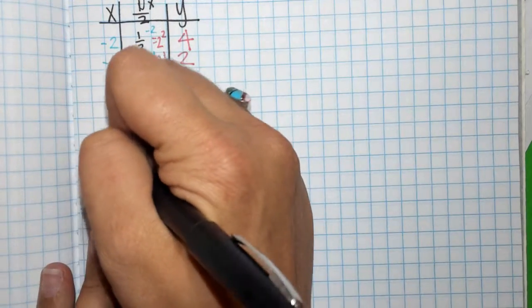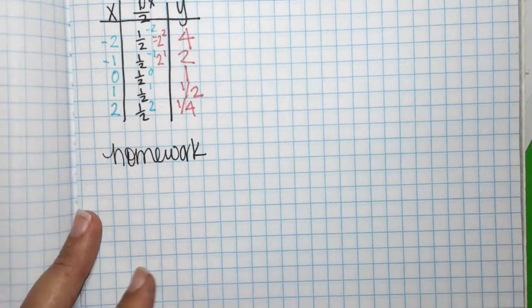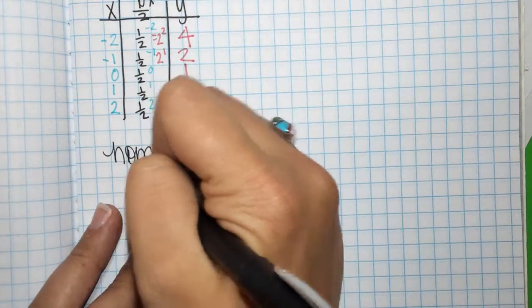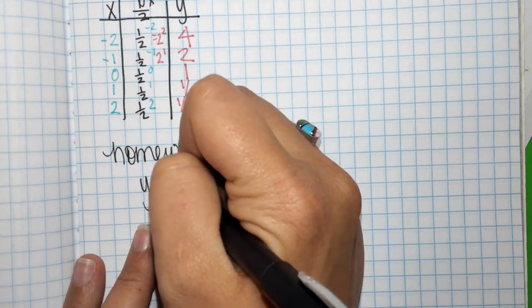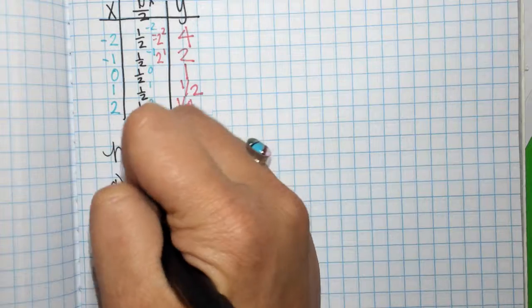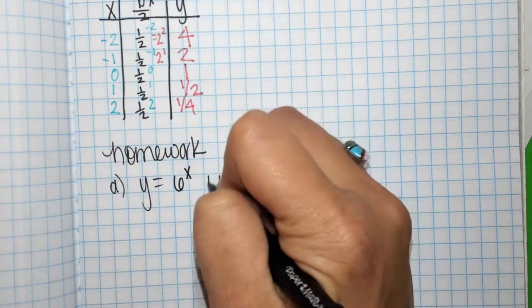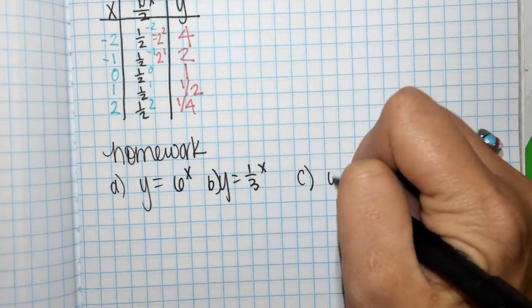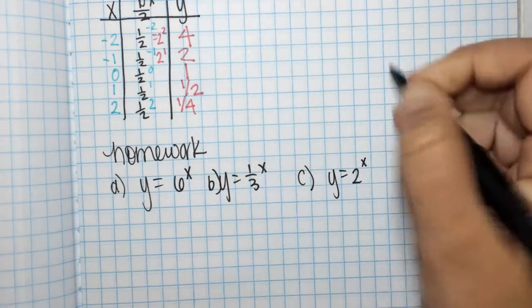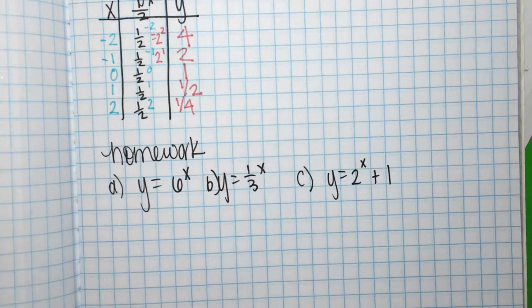Now, homework. I want you to graph y equals 6 to the x. Y equals 1/3 to the x. And the last one I want you to do, y equals 2 to the x plus 1. And finish graphing example 4.